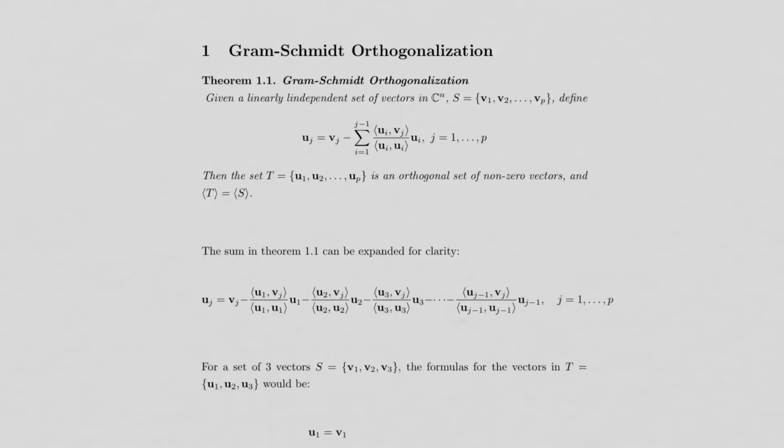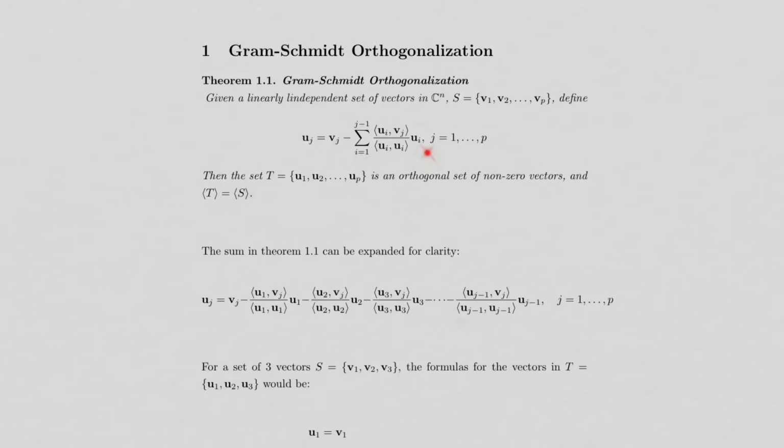The Gram-Schmidt theorem says if we have a linearly independent set of vectors, S, say v1 up to vp, then we can define a new set of vectors T, u1 up to up, where the u's are calculated with this formula. And that new set T will be an orthogonal set of non-zero vectors, and the span of T will be the same as the span of S.